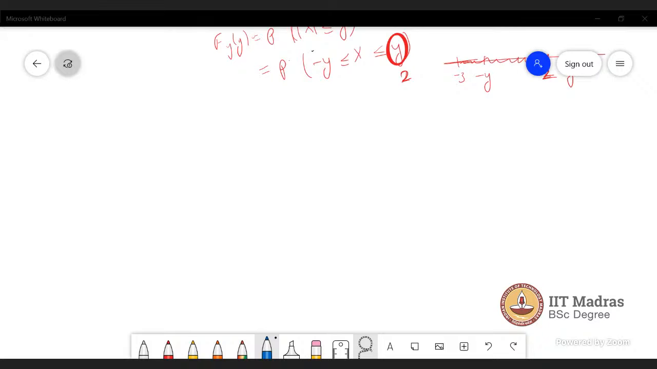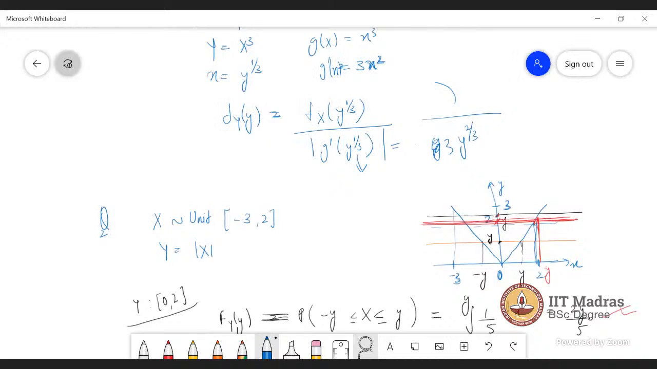Ma'am, in this question, if it had been x uniform from -3 to 1, we could have divided it into 0 to 1 and then 1 to 3, right? 0 to 1. Yeah, right. Okay.